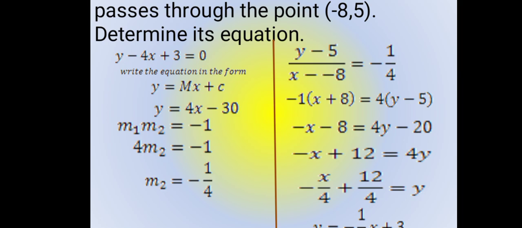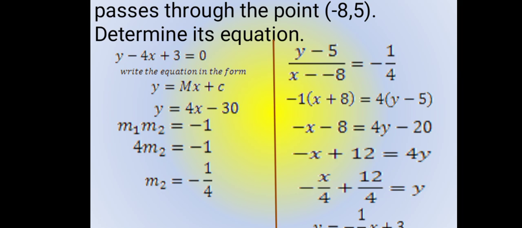Now we have the gradient of one line, and the product should be negative 1. So definitely the gradient of the second line that is perpendicular to our line is negative a quarter. Having found the gradient, we know that change in y all over change in x is what gives us the gradient.